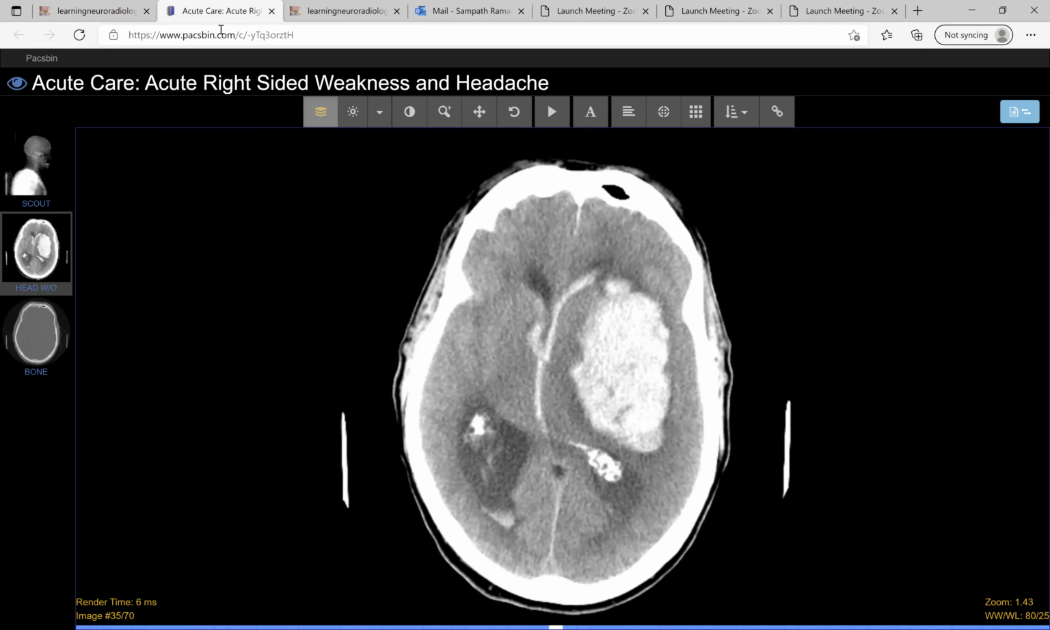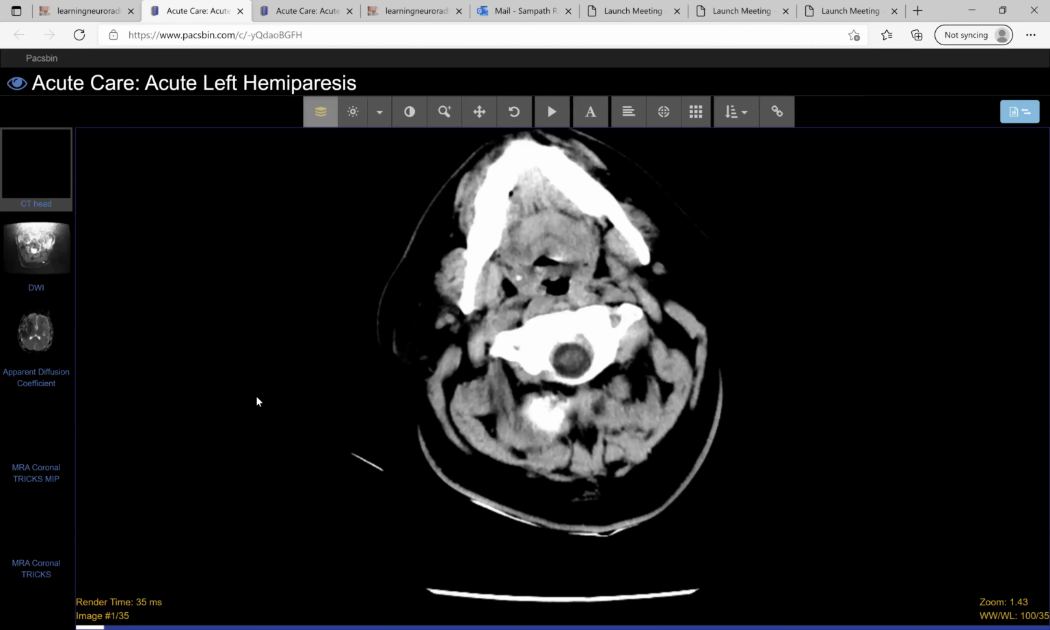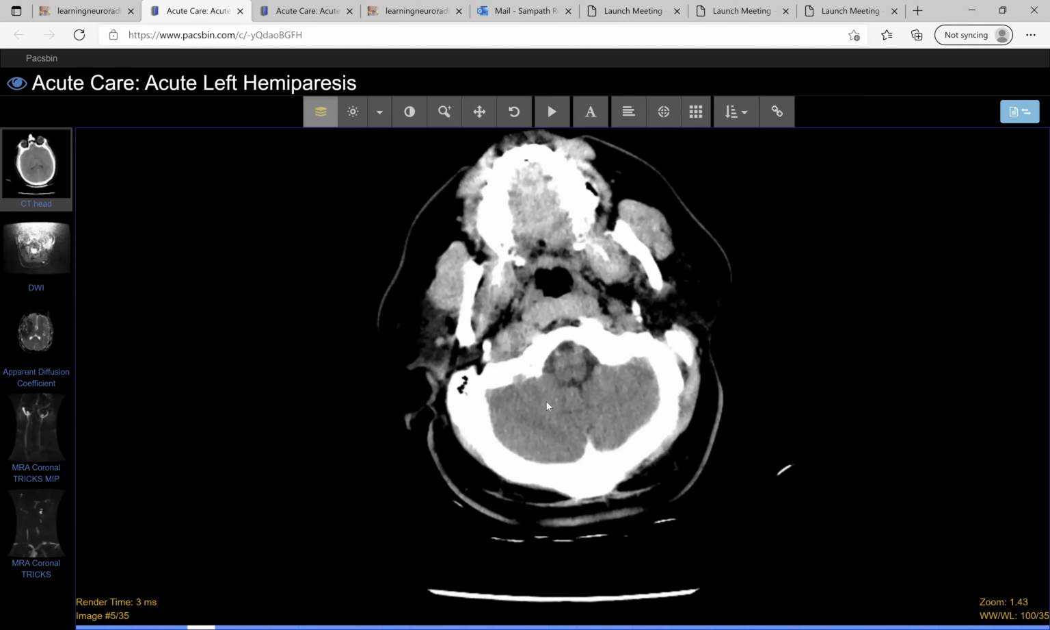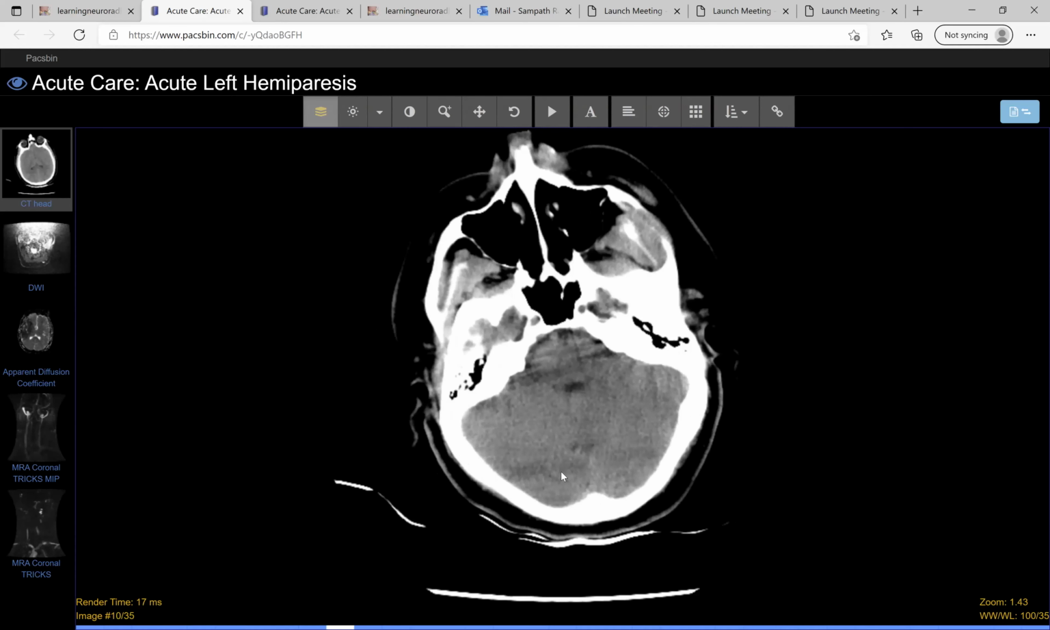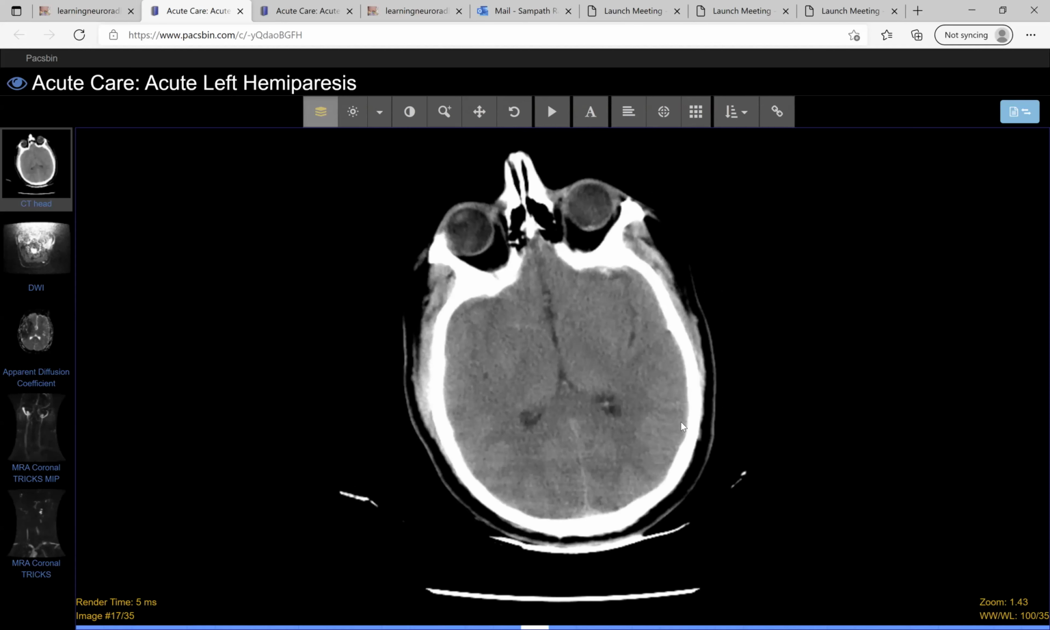So let me get to another case here. Here is acute left-sided weakness and neglect in a patient who probably has stroke-like symptoms. Here I want to show you the problem with CT as a screening tool. Sometimes it may work, may not work.